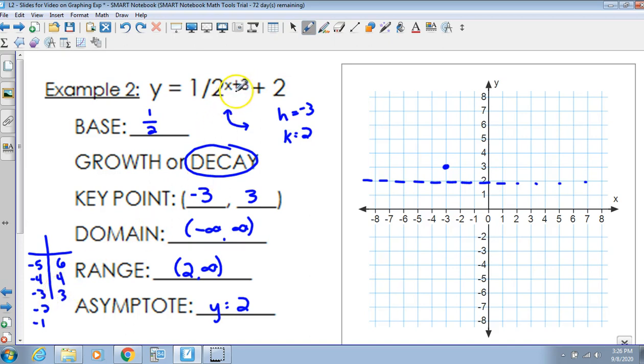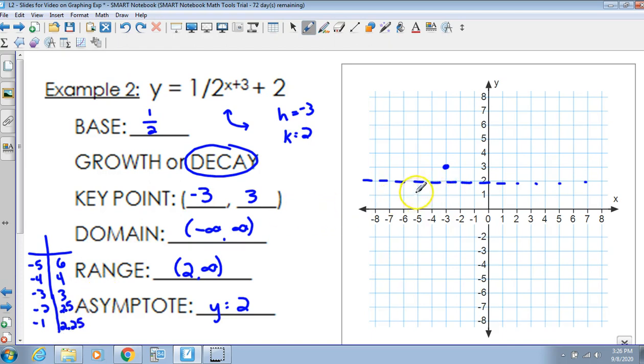If we plug in -2, -2 plus 3 is 1. 1/2 to the first power is 1/2, plus 2 makes 2.5. And -1, if we plug in -1 plus 3, that's 2. 1/2 to the second power is 1/4. 1/4 plus 2 is 2 and 1/4, or about 2.25.